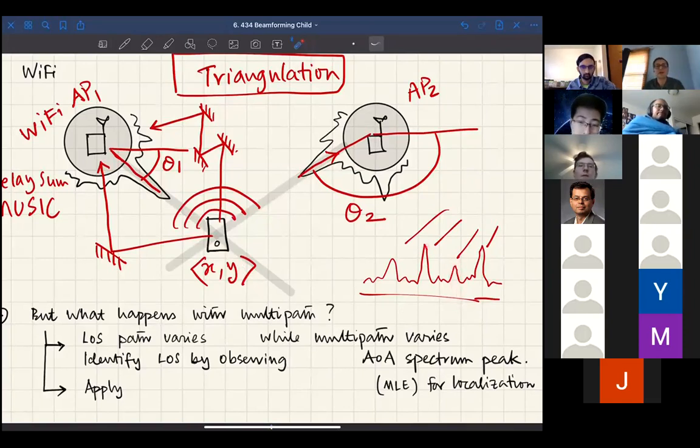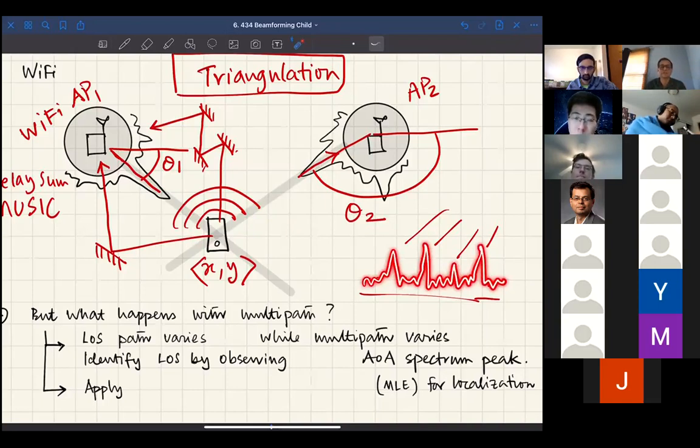So the question I'm now asking you is, your AOA spectrum tells you this. Forget how you got it, whether you got it by MUSIC or delay sum, doesn't matter. You got this. And now you want to do triangulation. Which theta are you going to pick? Let's say this is theta 1, this is theta 2, this is theta 3, this is theta 4. Which one are you going to pick? If you pick the wrong one, your localization will be completely wrong. How will you pick the right theta? The LOS, the line of sight theta.